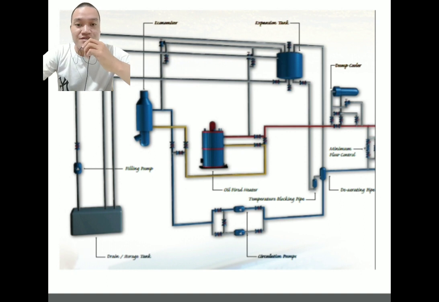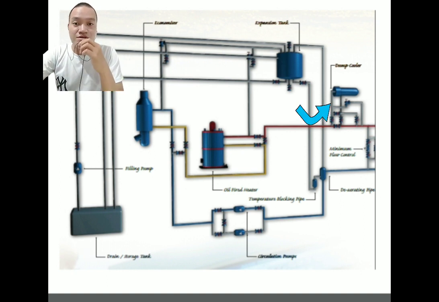Next is the dump cooler. So, the dump cooler is where the excess energy from the exhaust gases of the main engine will be dumped and stored. It's important because it avoids insufficient heat production in the system.